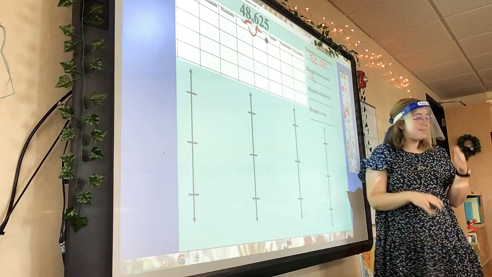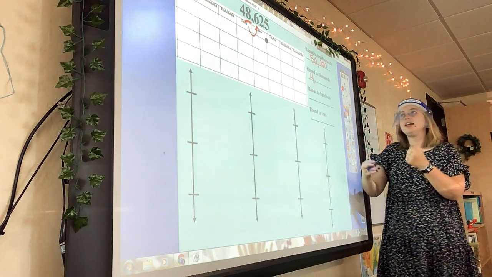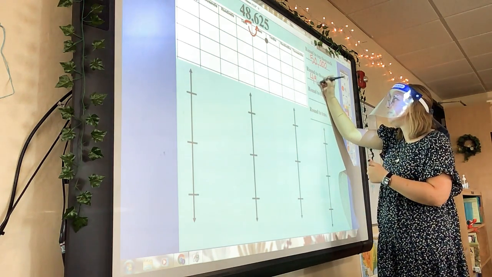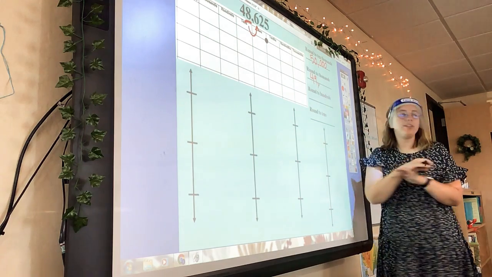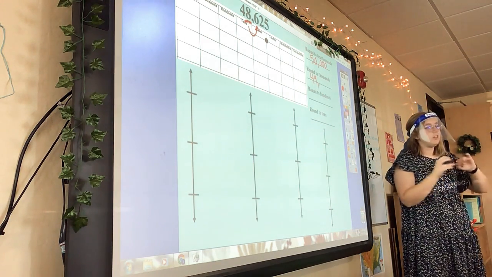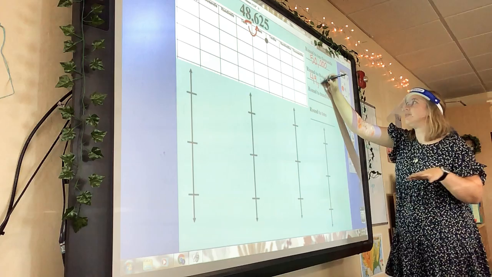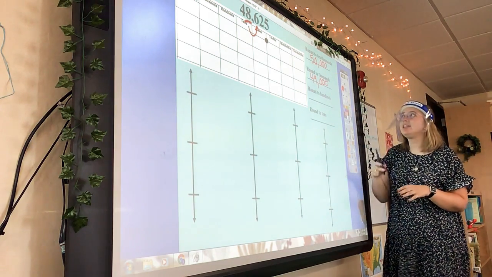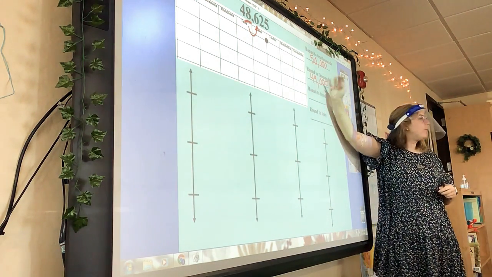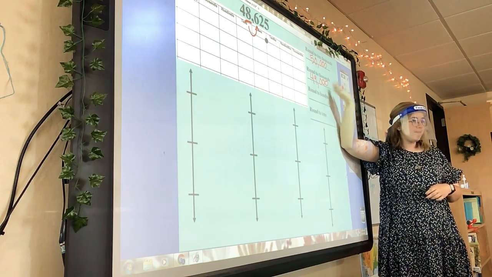So everything before stays the same, right? So the 4 has to still be there, okay? Then the 8 bumps up to 9, and everything after the digit that we're rounding turns to what? 0, okay? So rounding to the nearest 1,000 is 49,000, okay?